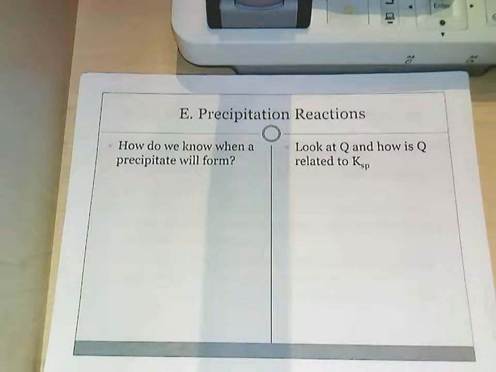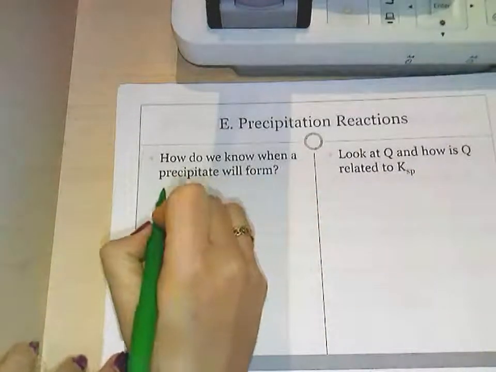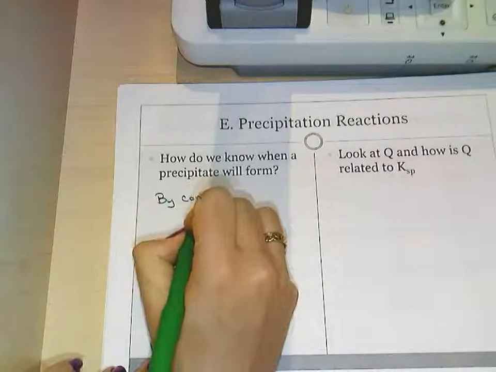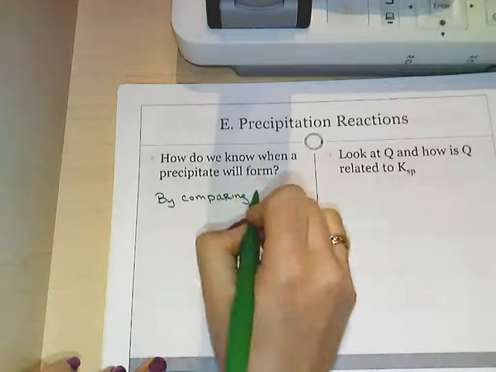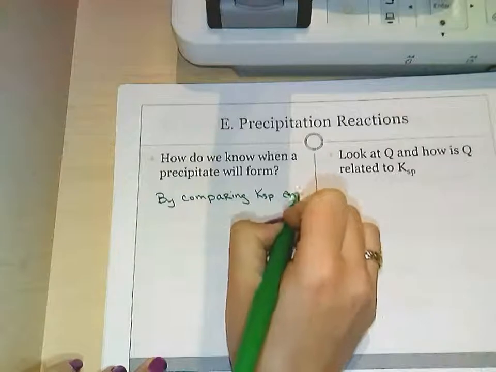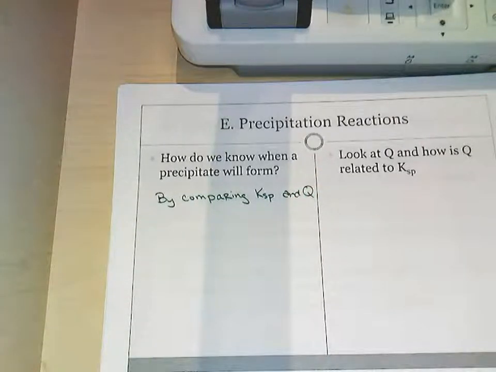Let's talk about a letter we haven't talked about in a while. Q. So the question is, how do we know when a precipitate will form? The answer is by comparing our Ksp and Q.